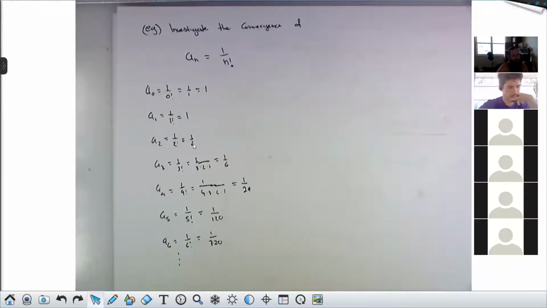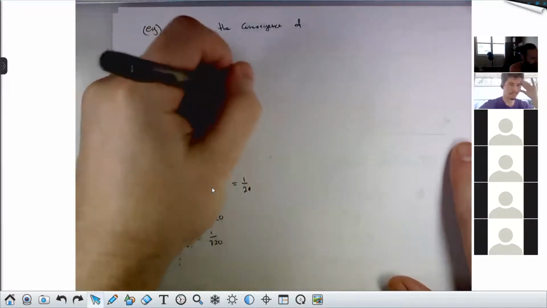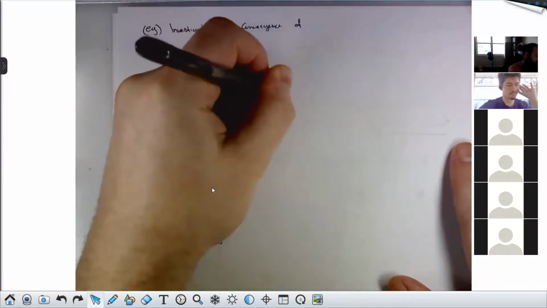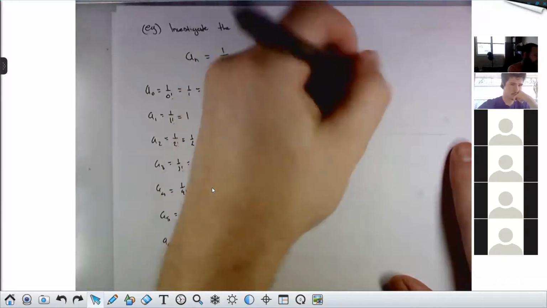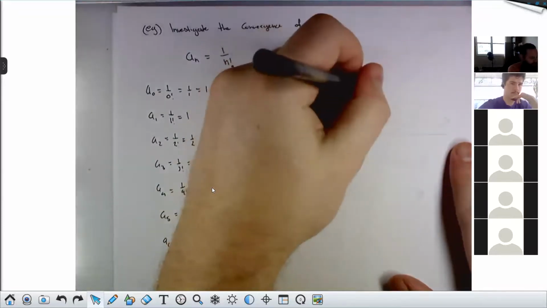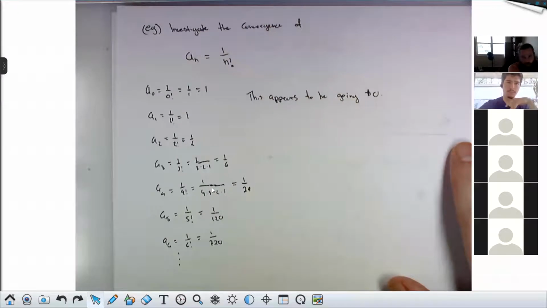This is like 1.5, what is this? 0.16 as a decimal. I don't even know. Like, definitely getting smaller and smaller and smaller, right? This is like 0.1. This is getting close to like 0.01. But if I wanted to show that the limit was 0, so this appears to be going to 0. How would I show it though?